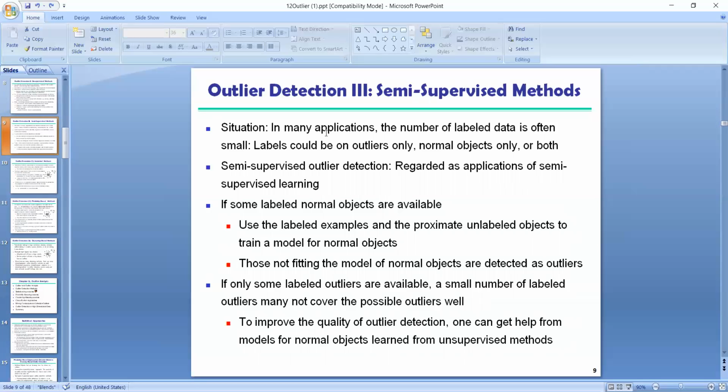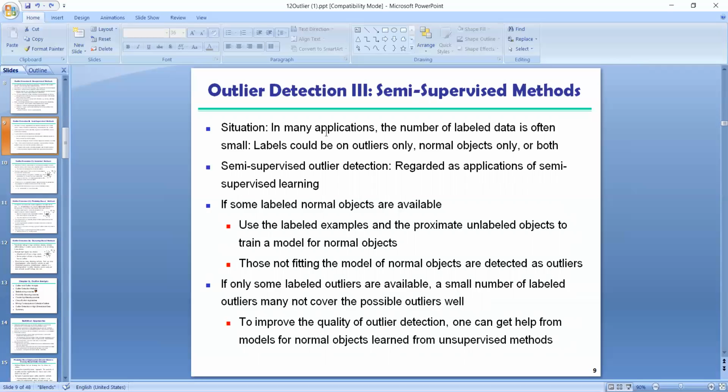Now the third category is semi-supervised methods. Semi-supervised methods means in many applications the number of labeled data will be small. So labels could be on outliers only, or normal objects only, or both. So you know that in semi-supervised data, few data will be labeled, few will not be labeled. So we need to decide whether the labeled data is normal data or an outlier or both. So semi-supervised outlier detection is regarded as an application of semi-supervised learning.